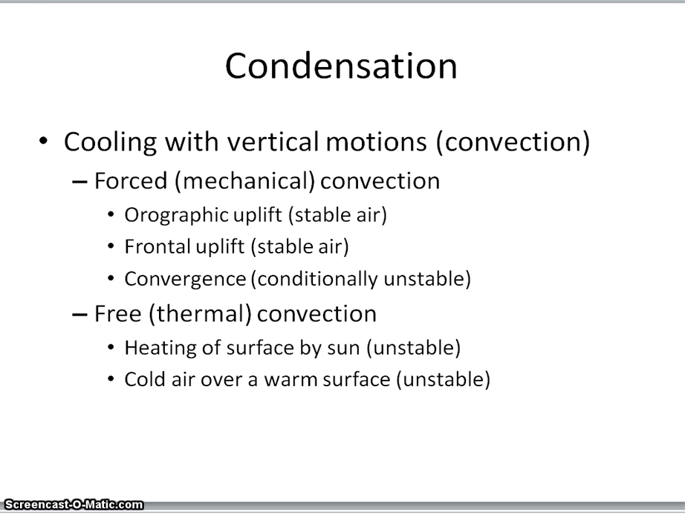Free convection goes back to that sensible heating where you're heating the surface by the sun, it strikes the surface and heats it up, or you get cold air moving over a warm surface. Both of those are what we call an unstable process. So you're going to end up with clouds and maybe precipitation out of that because it's a very unstable process.